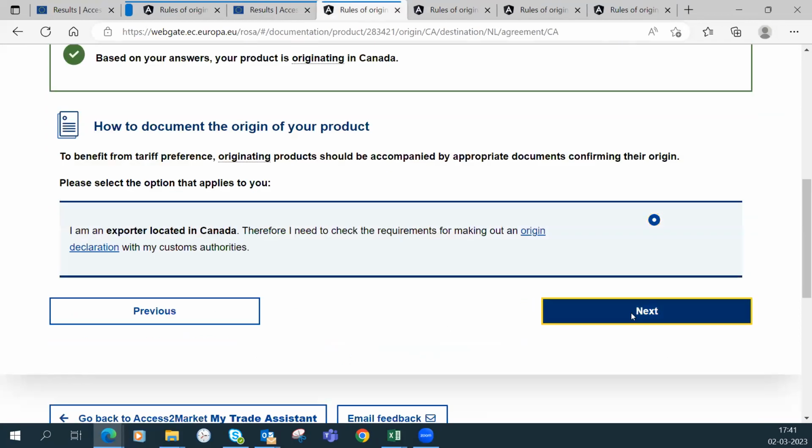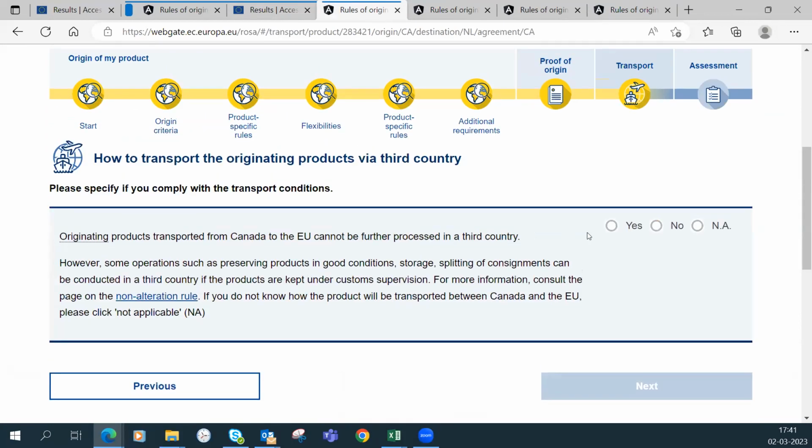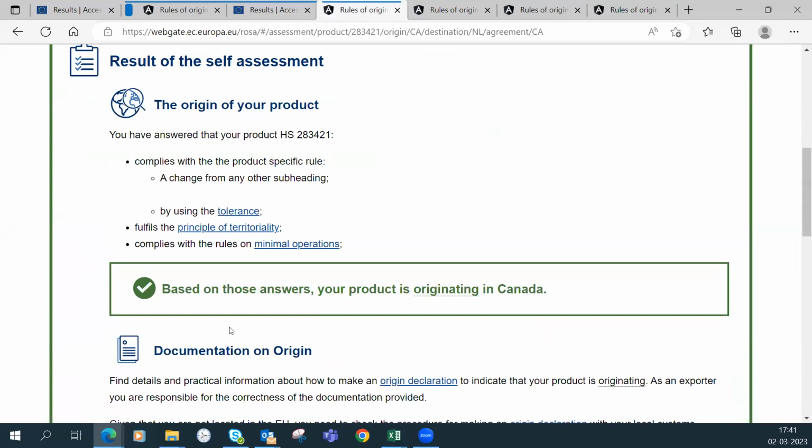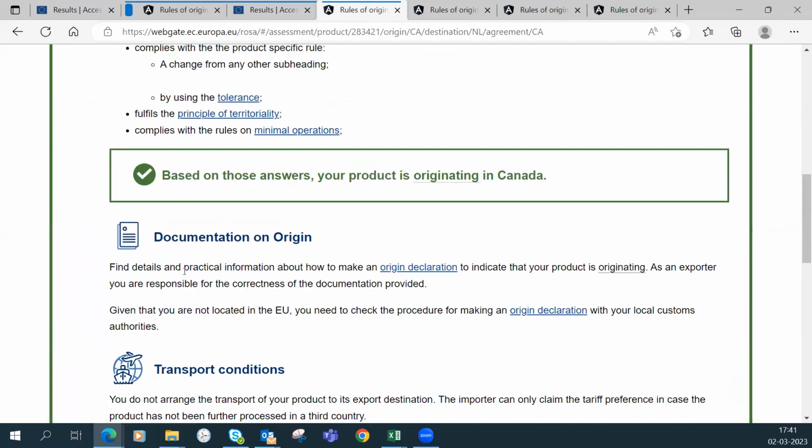Voilà. You have again the question on transport. Perhaps you don't know. And again, the self-assessment recaps a little bit all the answers, and based on these answers, your product is originating. Again, it explains that given that you are not located in the EU, you need to check the procedure for making an origin declaration with your local customs authority.